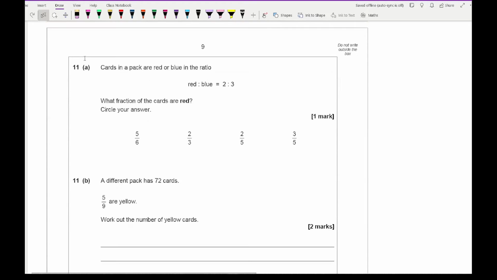Then moving on to question 11. So here it says cards are in a pack are red or blue in the ratio of 2 to 3. What fraction of the cards are red? So here, how many parts have we got? Well, we've got a total of 5 parts, and how many of those 5 parts are red? It's 2, so it's going to be 2/5.